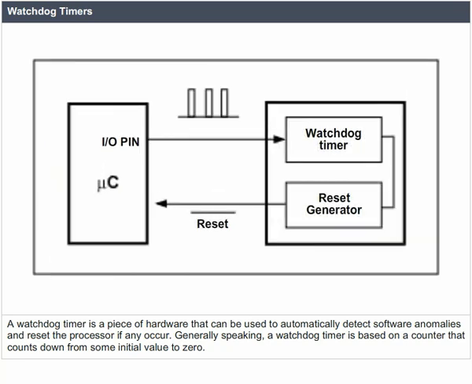A watchdog timer is a piece of hardware that can be used to automatically detect software anomalies and reset the processor if any occur. Generally speaking, a watchdog timer is based on a counter that counts down from some initial value to 0.